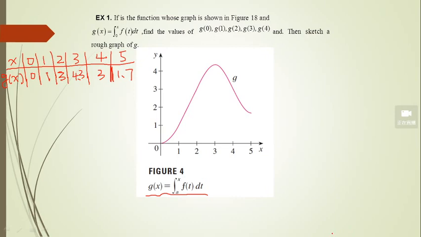So that is the example one we are talking about. If f is the function whose graph is shown and g(x) is defined in this way, we can find all those values, then sketch the rough graph. We did it. So that is example one.